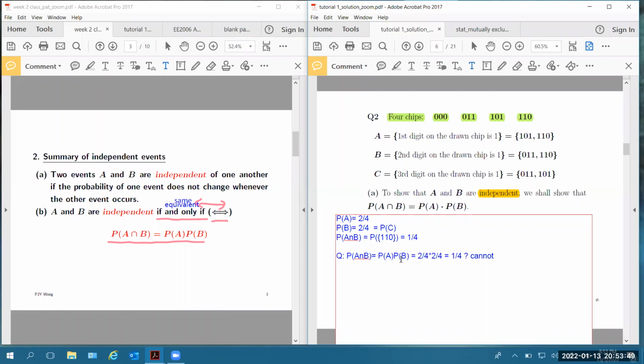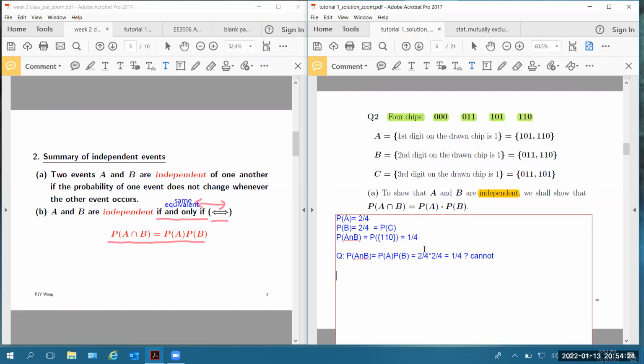You see here, you are using the formula probability of A and B equal to probability of A times probability of B. You can only use this formula provided that A and B are independent. But you don't know whether A and B are independent or not, because your job is supposed to show that it's independent. Before you show, you cannot use this. So that's why you cannot do this. The only way to do this is the third line here. Okay, so we clarify this point already.